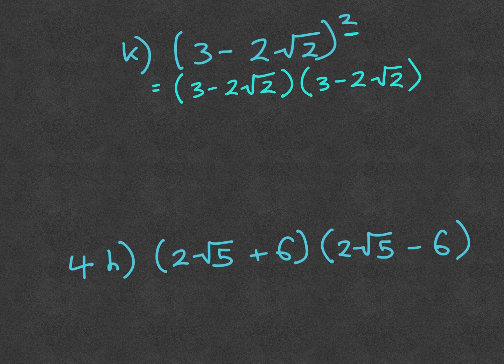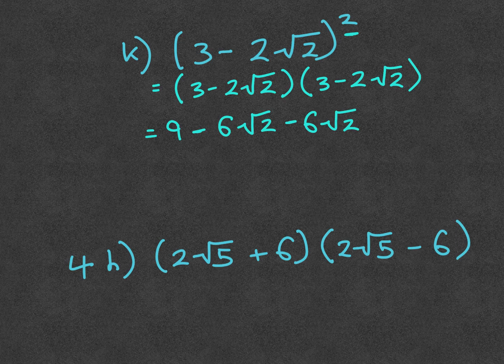So again, we're going to do our FOIL and expand those brackets. So the first number is going to be our 3 multiplied by 3, which is going to give us 9. The next one's going to be 3 multiplied by negative 2 root 2. So that's going to be negative 6 root 2. The next one's going to be negative 2 root 2 multiplied by 3, which is going to give us the same thing, negative 6 root 2.